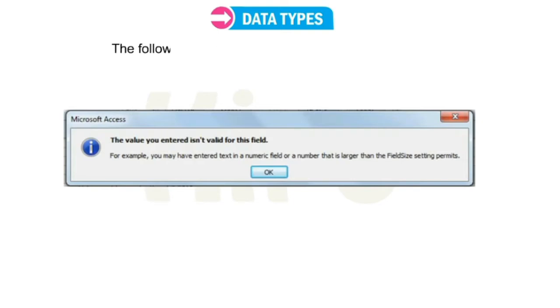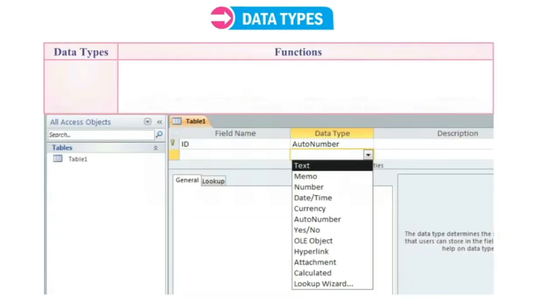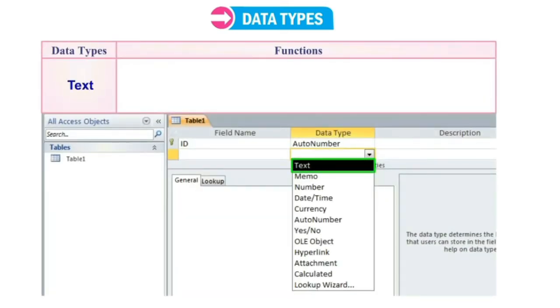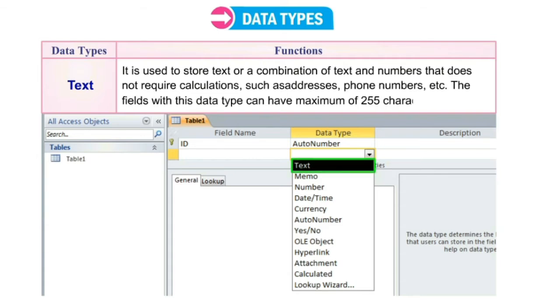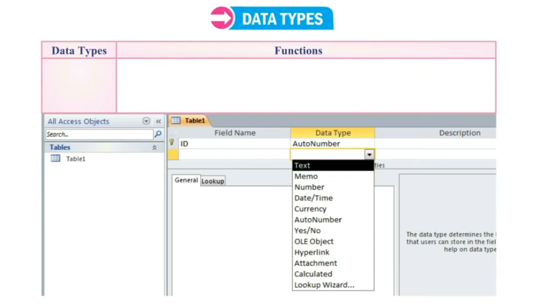The following table describes the value data types. Text. It is used to store text or a combination of text and numbers that does not require calculations, such as address, phone number, etc. The fields with this data type have a maximum of 255 characters.